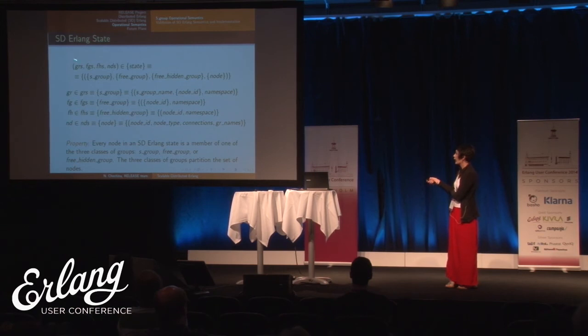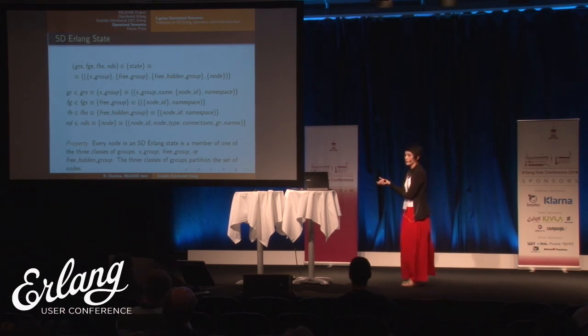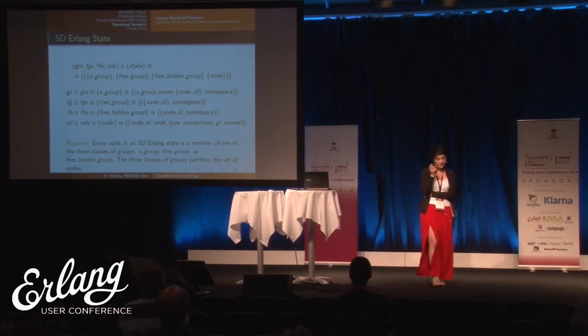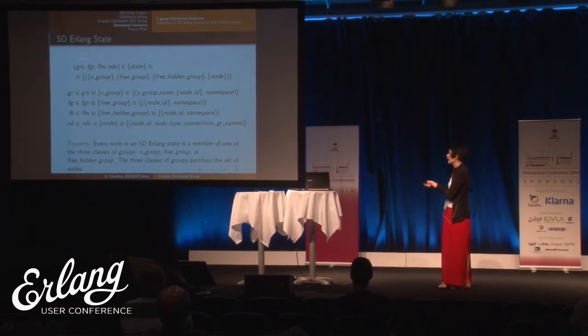So we have a set of s_groups, a set of free groups, a set of free hidden groups, and a set of nodes. And every group is defined by nodes, but a free hidden group consists of only one node. And every group has a namespace. But s_groups also have a name.